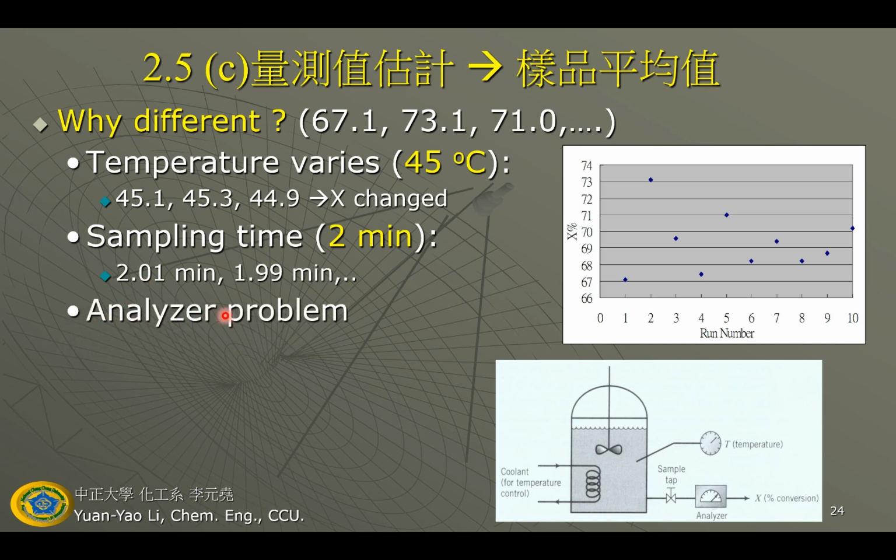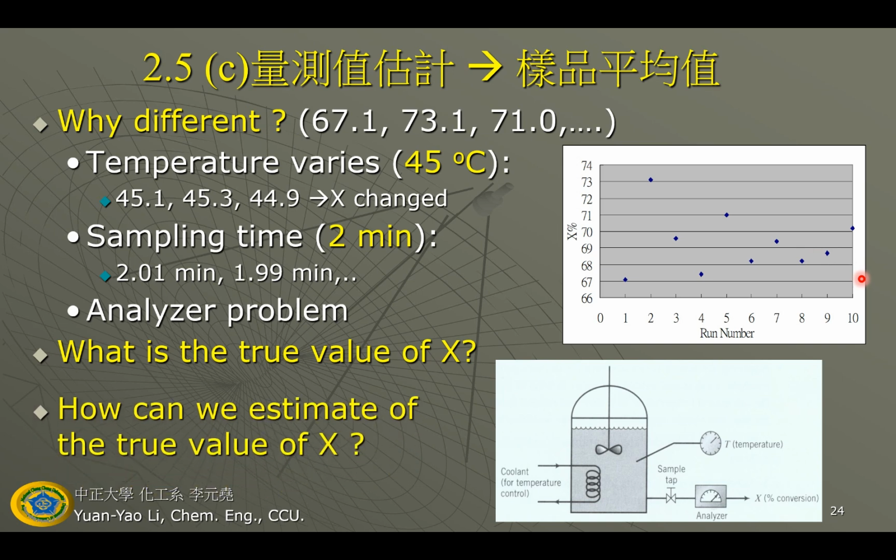Another thing is analyzer problem. If the analyzer is not correct, you need to do the calibration, or you have problems with a different analyzer. So what's the true value of X? Because you ran the experiment 10 times, you got all different answers. So how can we estimate the true value of X? Which X is closest to the true value?